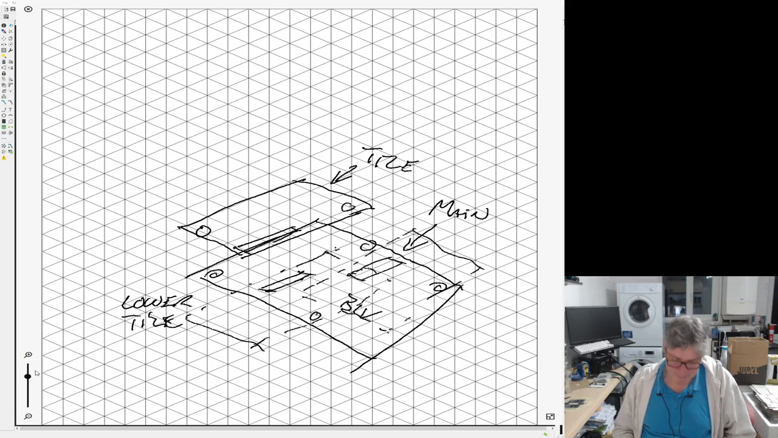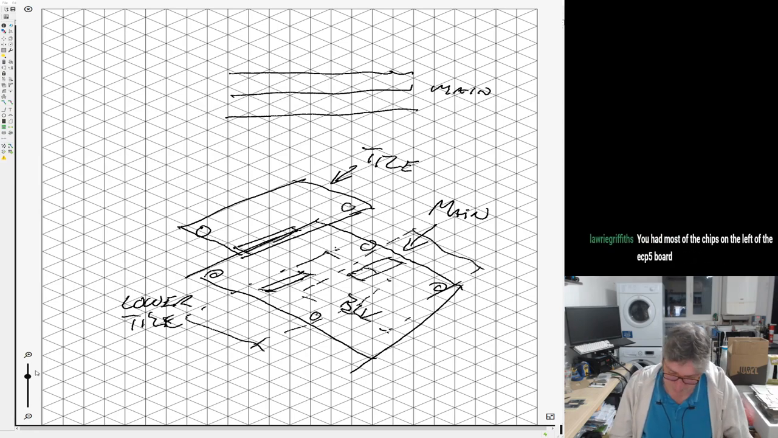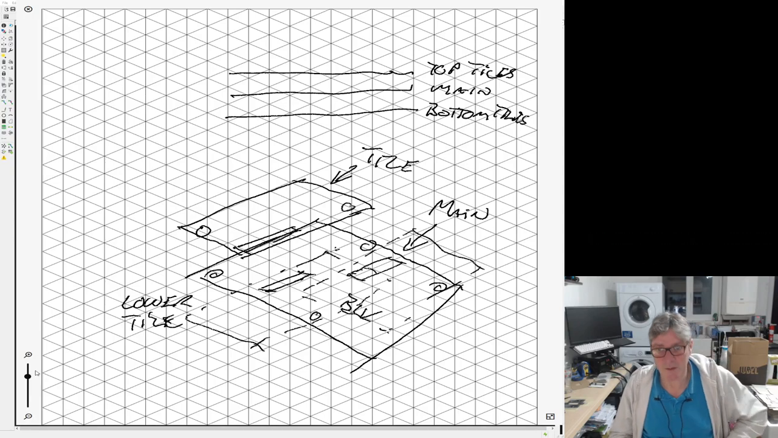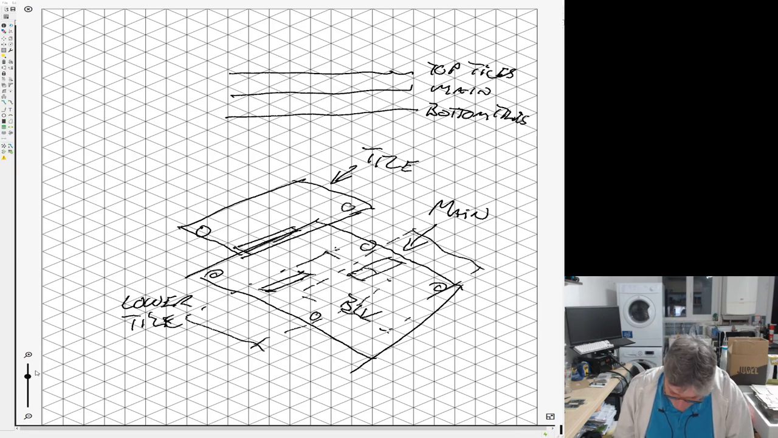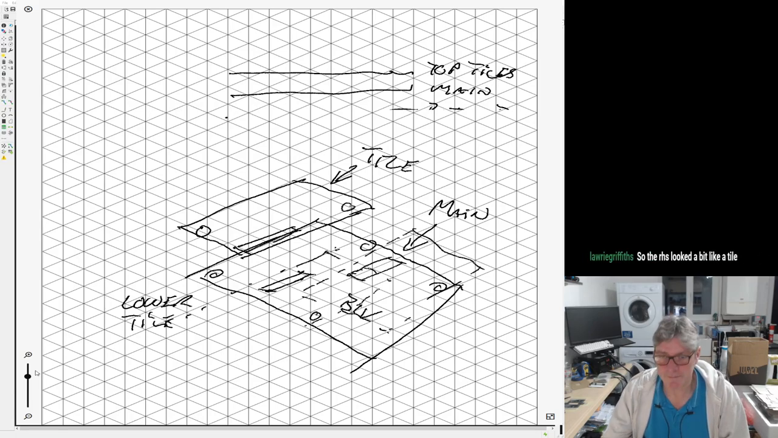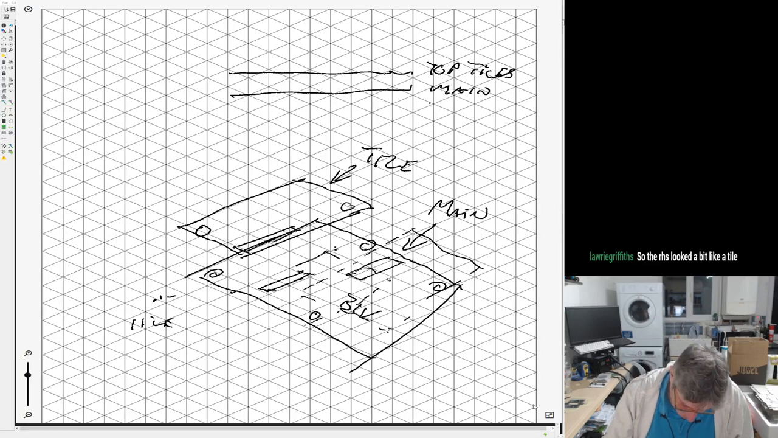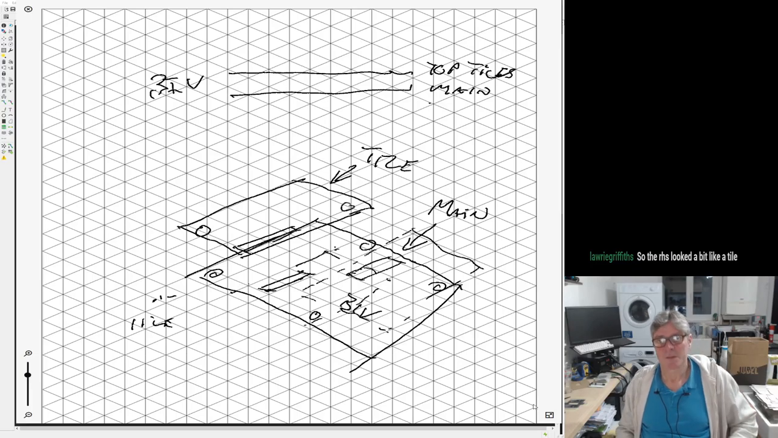On the ECP5 version, if you were to look at it from the side, you'd have three layers with the main board with the FPGA, etc. in between, and then top tiles times two, and bottom tiles times two. But as far as BlackIce V goes, we're only using the top. I want to make this a low-cost board anyhow, the BlackIce V. So there is no lower tile on that one. It's all done on the top. Does that help explain it?